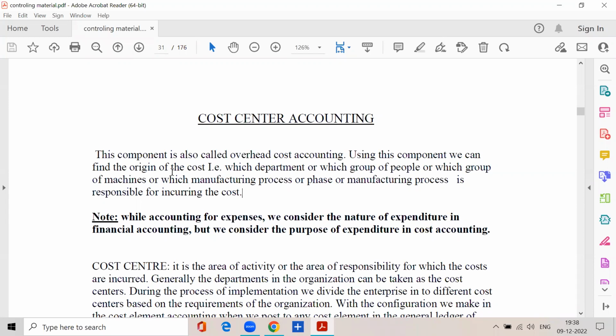Now, before understanding what is the exact purpose of this cost center accounting, first of all, we have to understand the difference between financial accounting and cost accounting from the viewpoint of accounting for expenditure. See, while accounting for expenses, we consider the nature of expenditure in the financial accounting, but we consider the purpose of expenditure in the cost accounting. Means what?